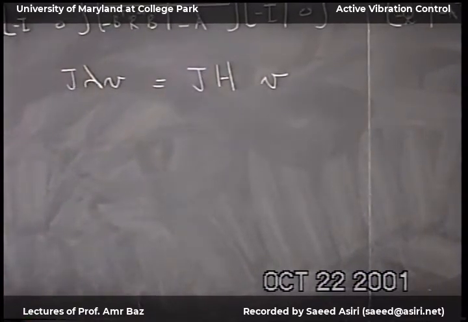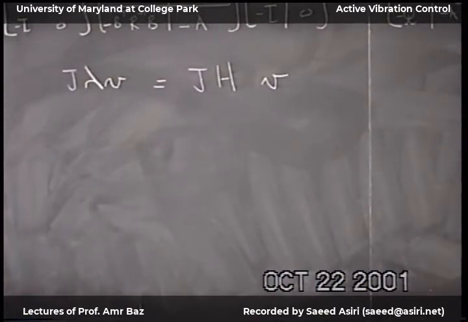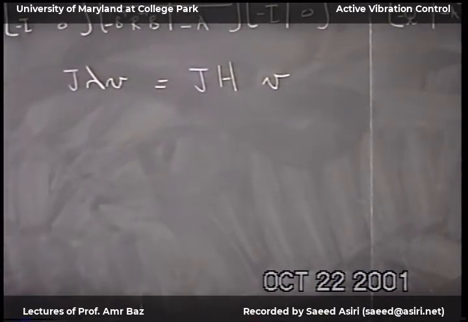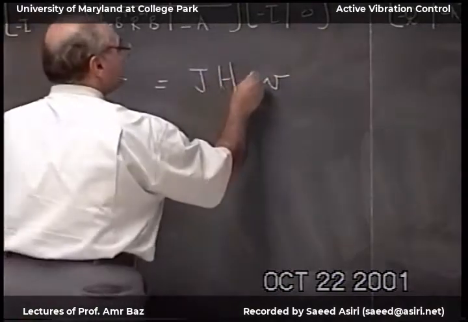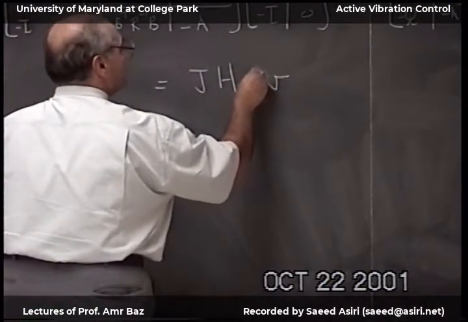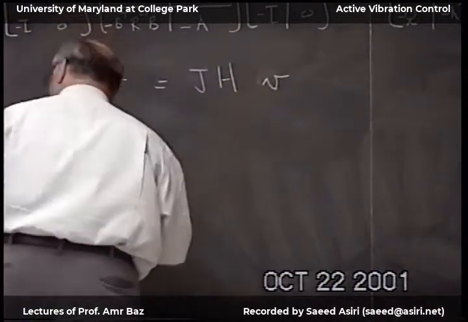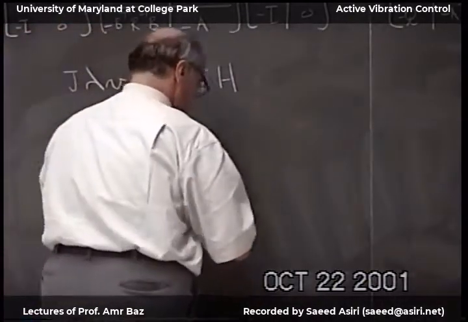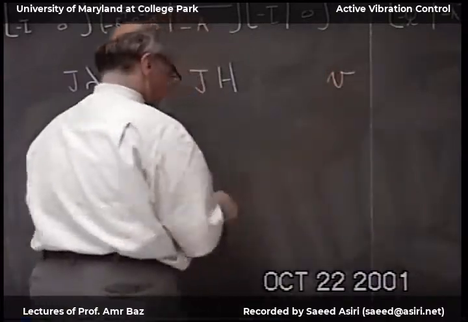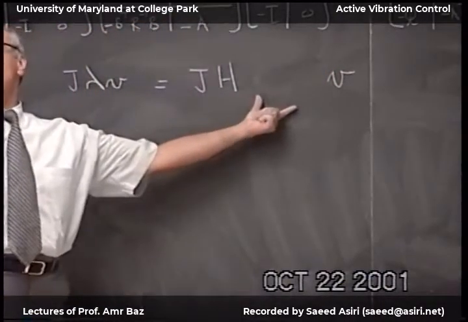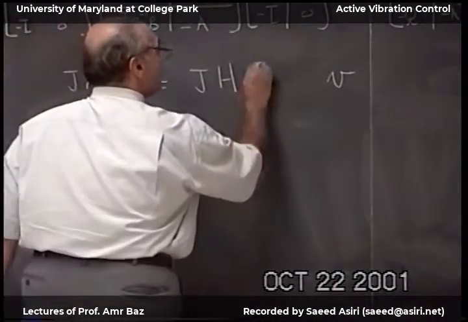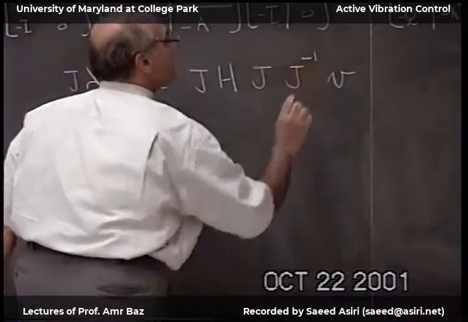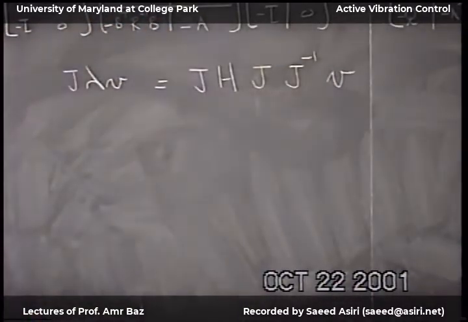Okay, and we'll multiply here times... it becomes very tight, but I'll make this here, and I'll come in between here, multiply times J and J inverse. Okay, so we did not do anything to the equation.